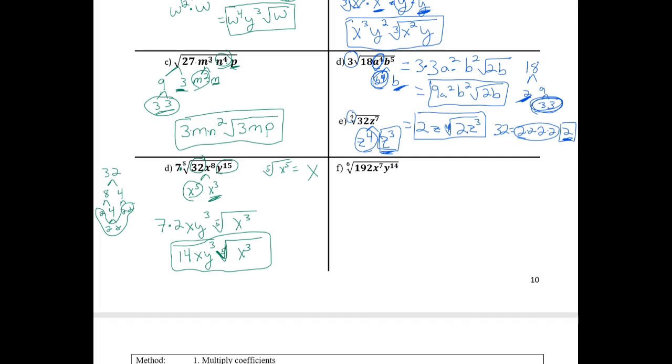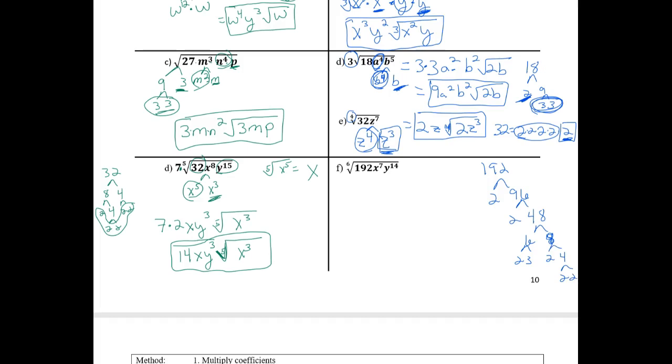Alright, last one here. I have the 6th root of 192 x to the 7th, y to the 14th. So I'm going to go ahead and factor that 192. That's 2 times 96. And then divide by 2 again. That's 2 times 48. 48 is 6 times 8. 6 is 2 times 3. 8 is 2 times 4. And 4 is 2 times 2.